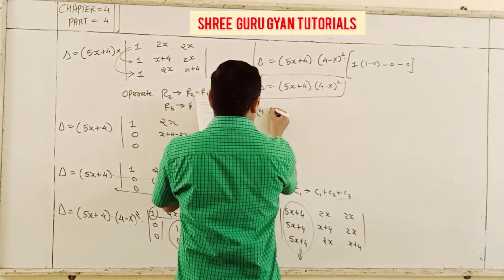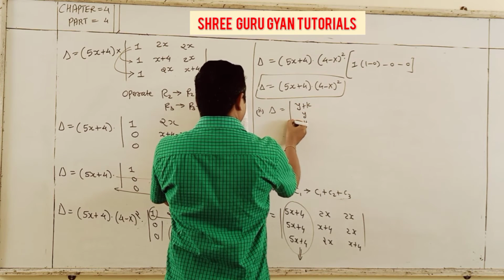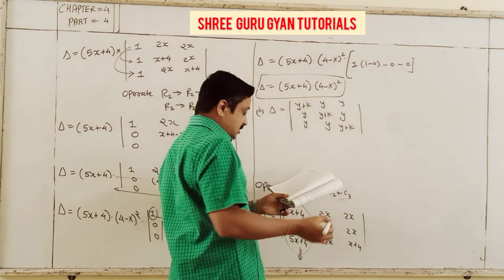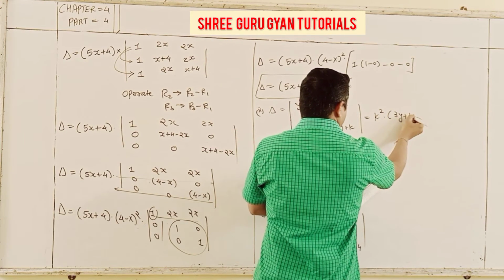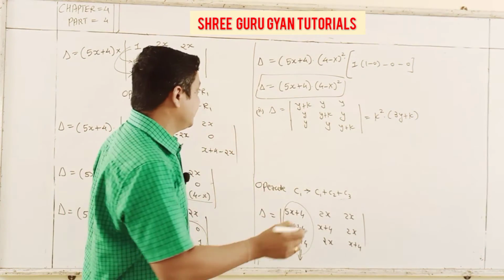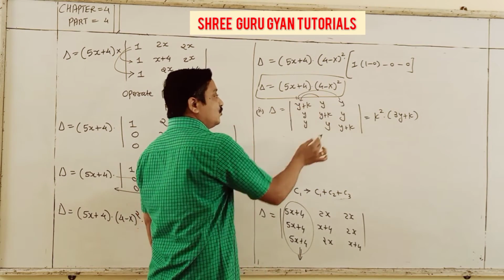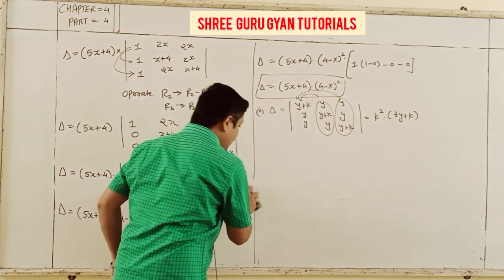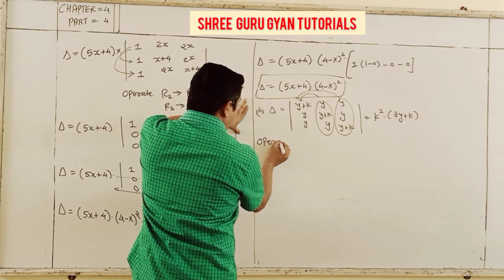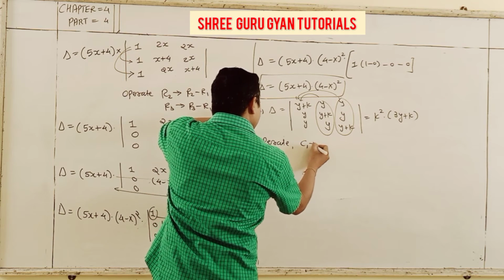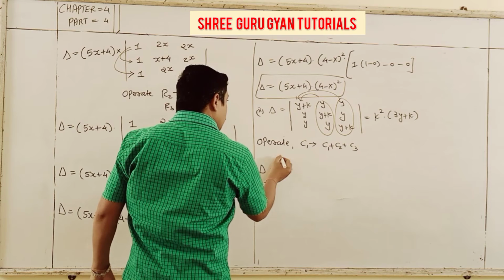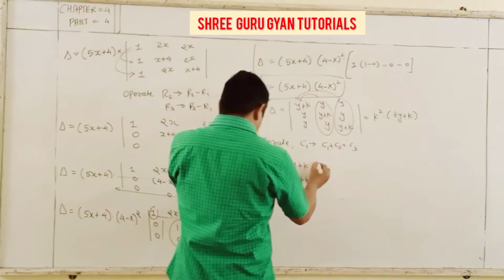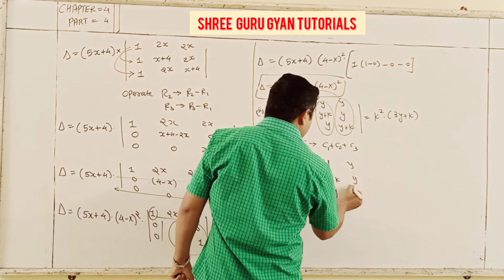That also same pattern students, your del y plus k, y, y, y, y plus k, y, y, y, y plus k, and answer is k square 3y plus k. Students, here I just create 3y plus k. Look at that, these are addition. First column with the added, second and third column. So very easily you will get 3y plus k. So operate column 1 plus column 2 plus column 3, it is 3y plus k, same, same 3y plus k, other is same as y, y plus k, y, and here also same.